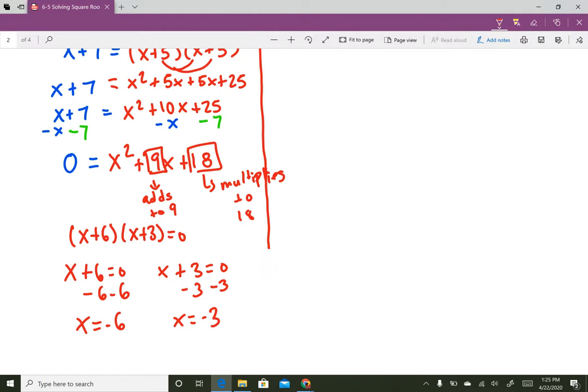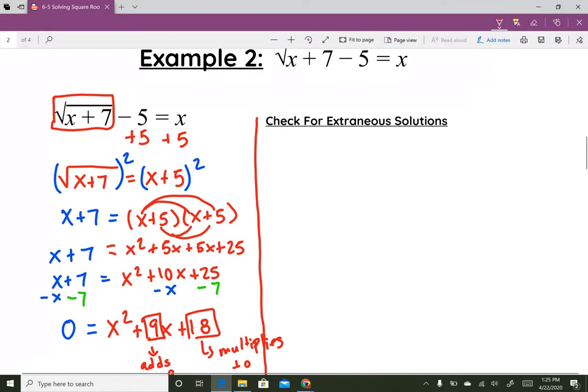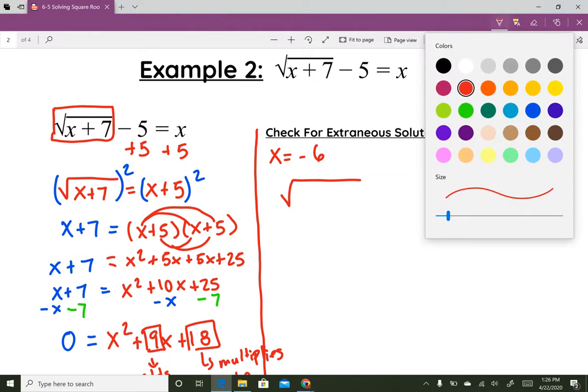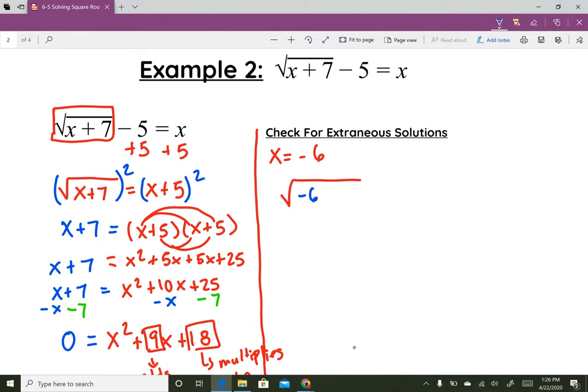So we're going to take those two answers and check them. Both of them might be true. Both of them might be extraneous or false. We're going to check it out and see what we got. Let's start with x equals negative 6. Anywhere I see an x in this equation, I'm going to put in a negative 6. So I get the square root of negative 6 plus 7 minus 5 equals, and that's another x, so negative 6. Let's see if we get negative 6 equals negative 6. That's what we're shooting for here.